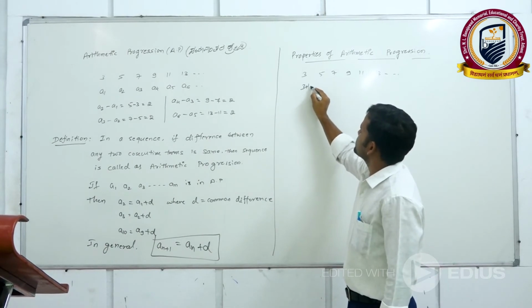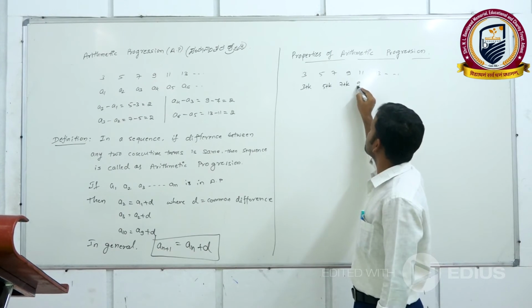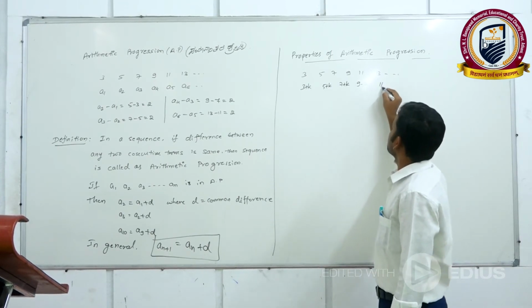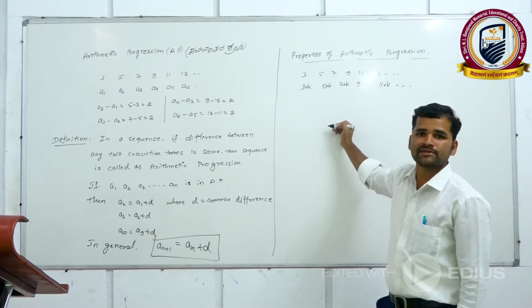The resulting sequence will be 3 plus k, 5 plus k, 7 plus k, 9 plus k, 11 plus k, and so on it goes. Now you check the difference between any two consecutive terms.